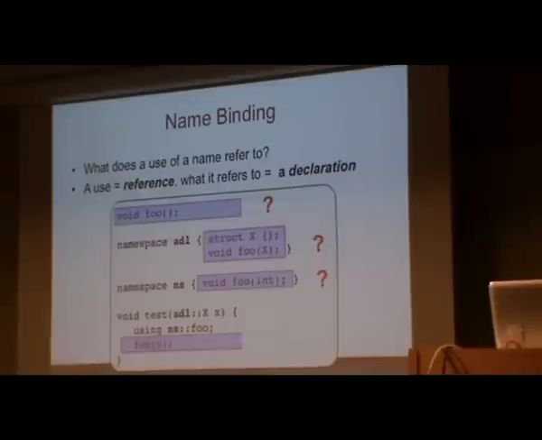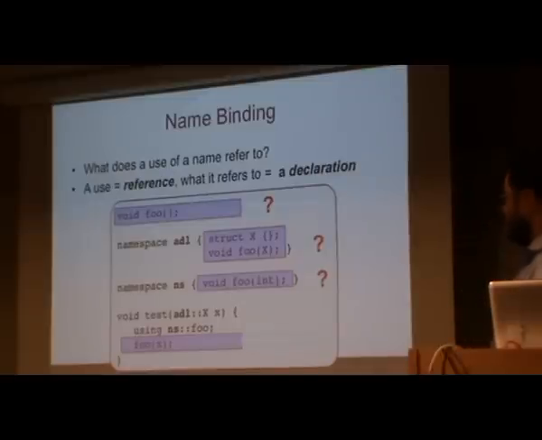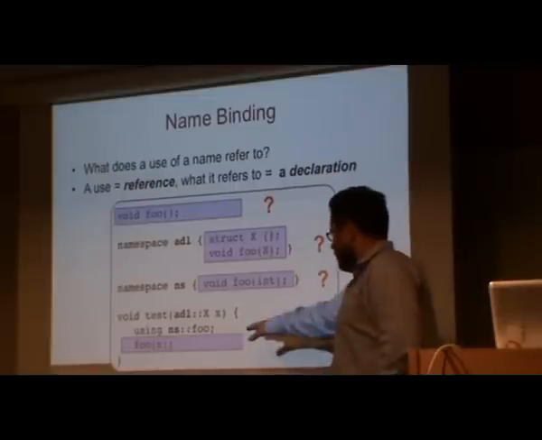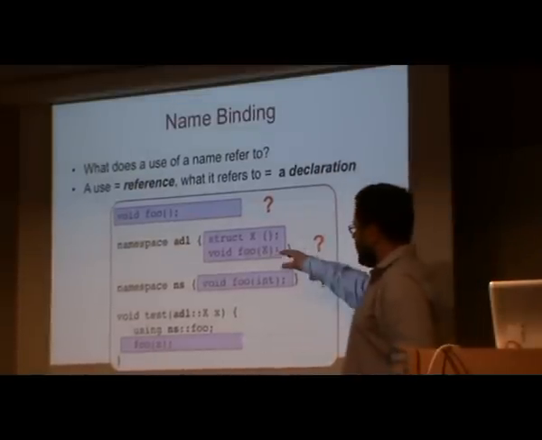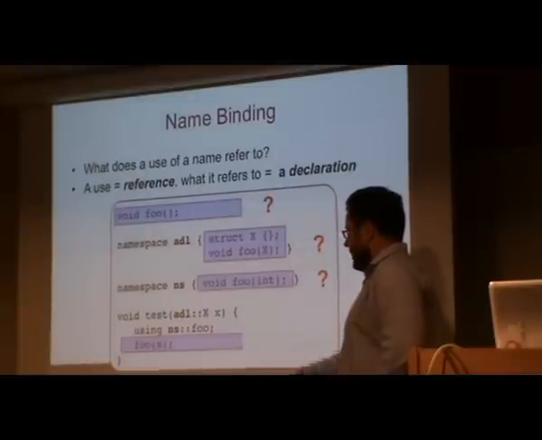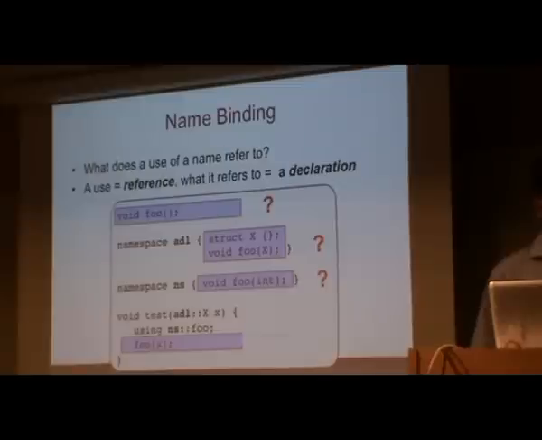This is a very simple example of how name binding looks in C++. We have a use of a name calling the function foo, and then we have a bunch of namespaces with a global namespace. And in this very simple scenario, the question is which of the foos will actually be found for that reference.